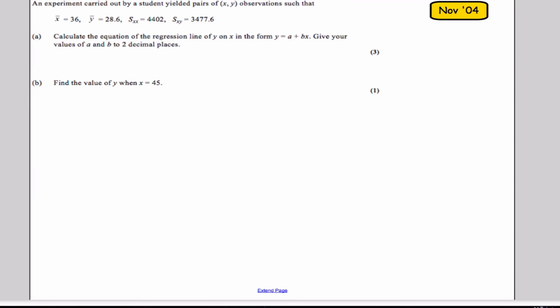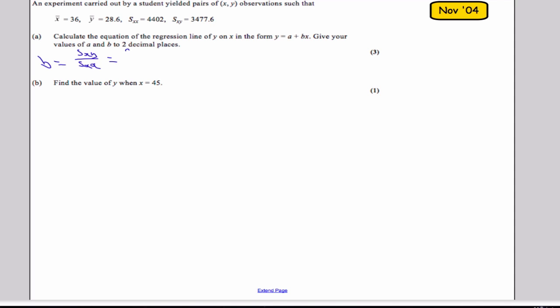Alright, an experiment carried out by a student yielded pairs of XY observations such that the mean of x is 36, the mean of y is 28.6, and we're given SXX and SXY. Calculate the equation of the regression line of y on x in the form y equals a plus bx and give your values of a and b to 2 decimal places. Okay, let's start by working out b. So b equals, and this is in the formula book as well, SXY over SXX.